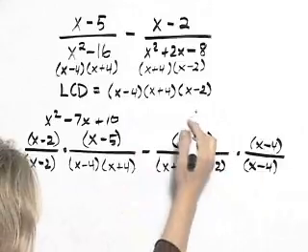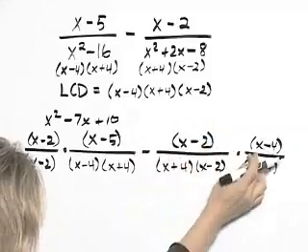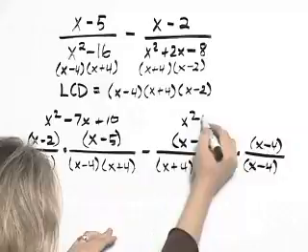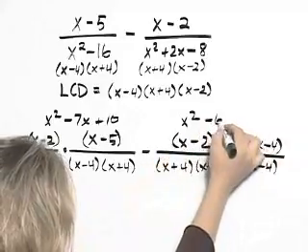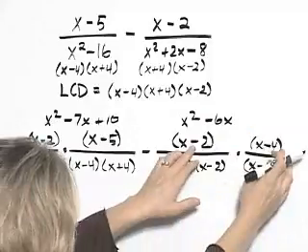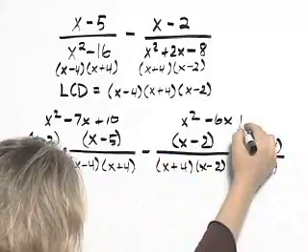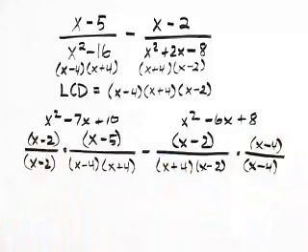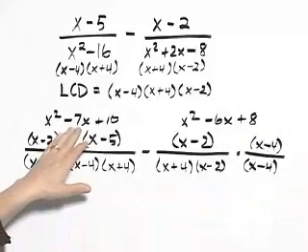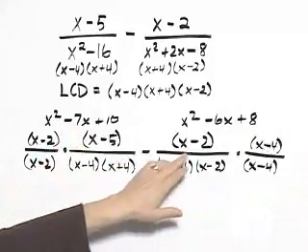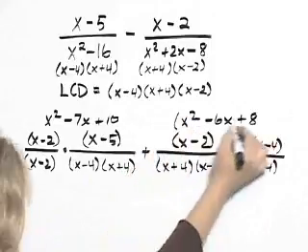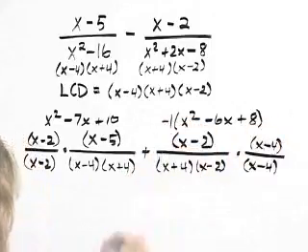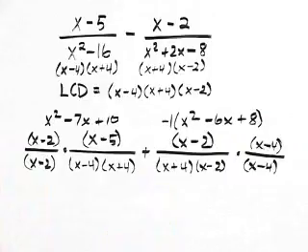Minus, and then I can multiply these. X times x is x squared. Minus 4x minus 2x is minus 6x. Negative 2 times negative 4 is 8. And so I end up with this subtract this, which is equivalent to adding the opposite of the second quantity.